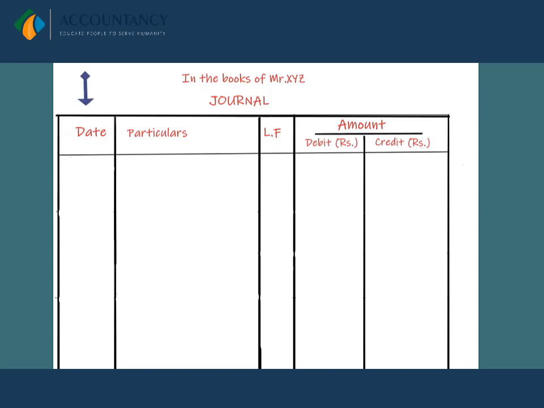Here the date column represents the date of the transaction when it took place. Particular column represents account title and description about the transaction. And the ledger folio column is not filled when the transactions are recorded in the journal. So we have nothing to do with ledger folio at this stage. Finally, debit and credit amount is recorded in the amount column. Currency symbol is also mentioned at the top of the amount column.